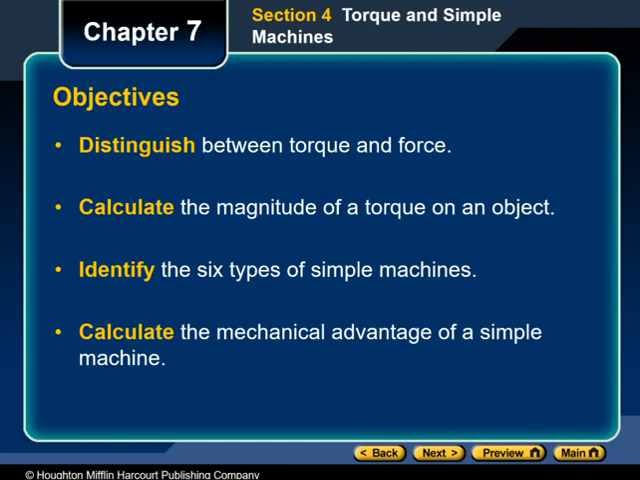At this point, you should be able to distinguish between torque and force, calculate the magnitude of a torque on an object, identify 6 types of simple machines, and calculate the mechanical advantage of a simple machine.